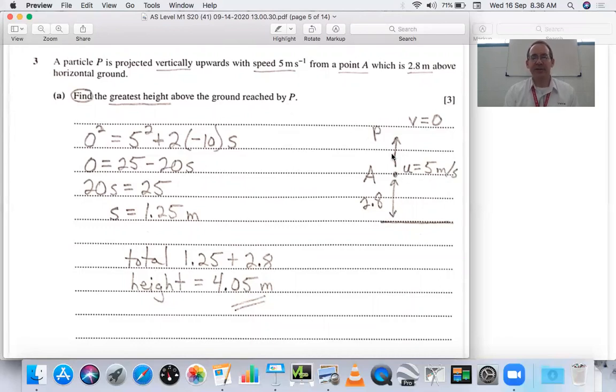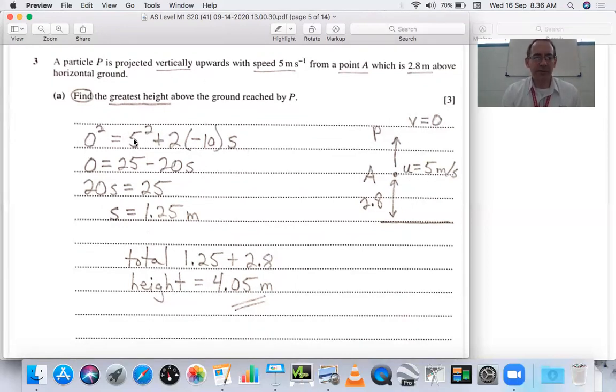Well, of course, if P is projected upwards, at some point it's going to come to a stop at the highest point, and that's where the velocity will be 0. So we use our SUVAT formulas here. v squared equals u squared plus 2as, because we want to find that height above A. So our final velocity will be 0 when it reaches the top. Our initial velocity is 5.